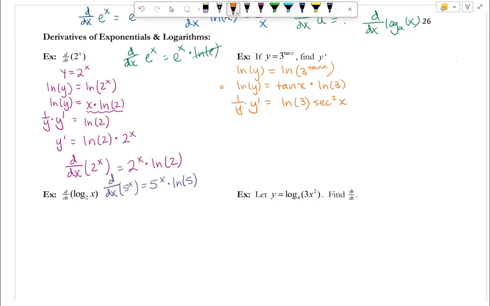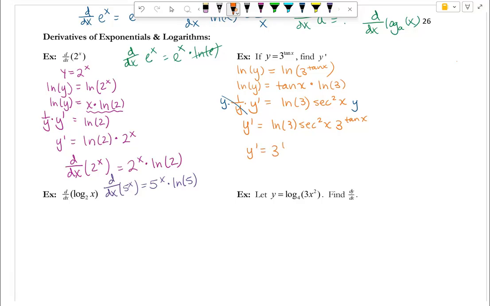And then I know I want to multiply both sides by y to clear that 1 over y on the left. So we get that y prime equals the natural log of 3 times secant squared x times 3 to the power of tangent of x. And it doesn't really matter what order we write that in.